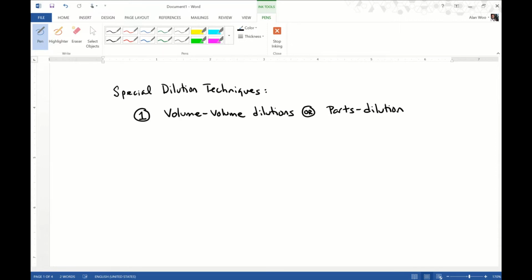Okay. So a concentrate is used, and if you remember from our last lesson, a concentrate is simply a substance that, for lack of a better term, is more concentrated. That's why they call it a concentrate. So it is a substance with high concentration.